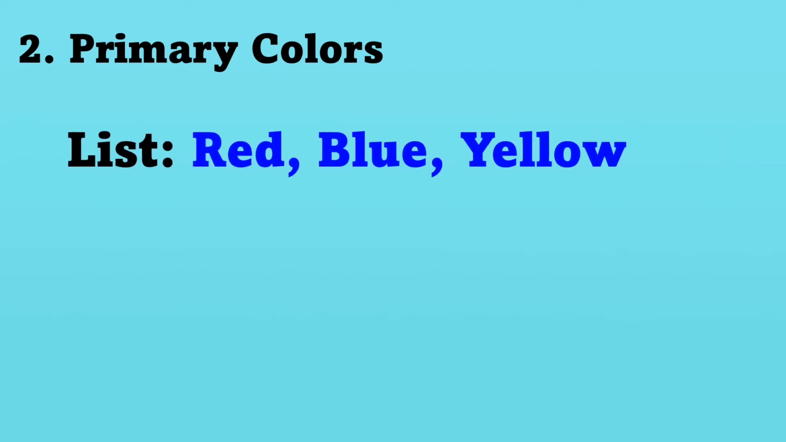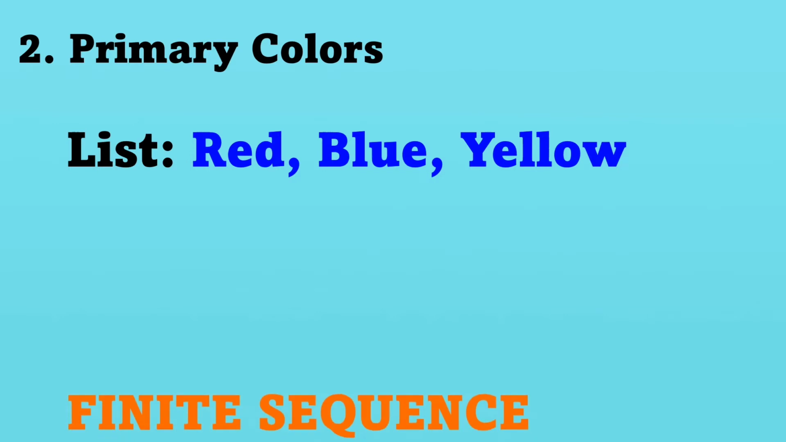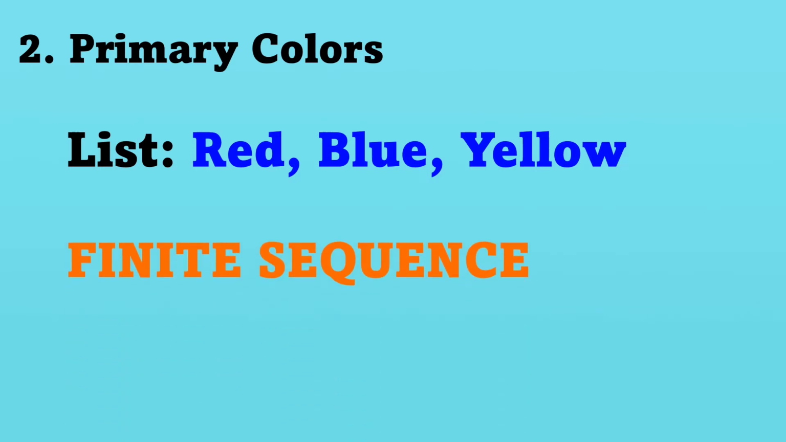Number 2, the set of primary colors. There are only 3 primary colors: red, blue, and yellow. Since we have 3 as number of terms, the sequence is finite.